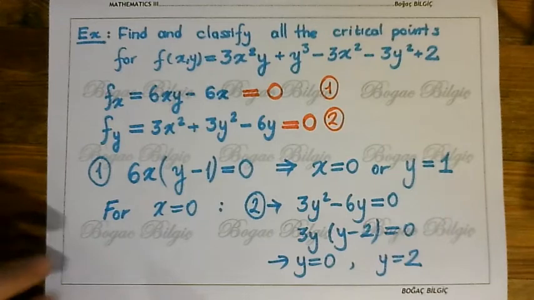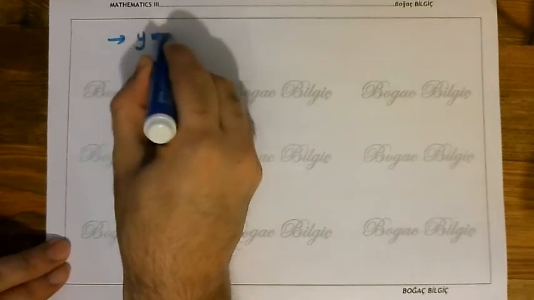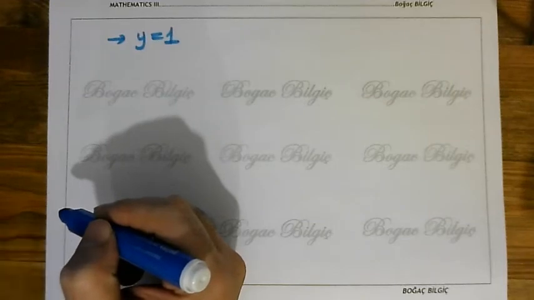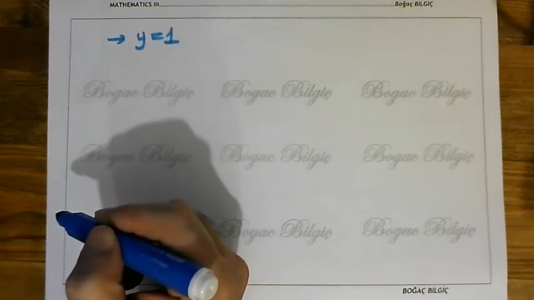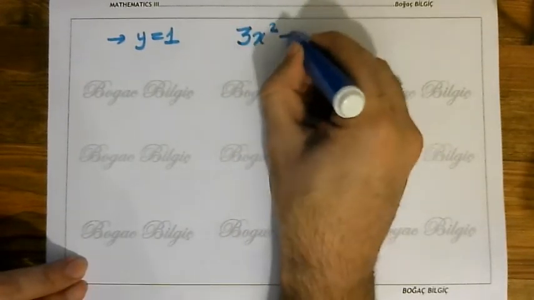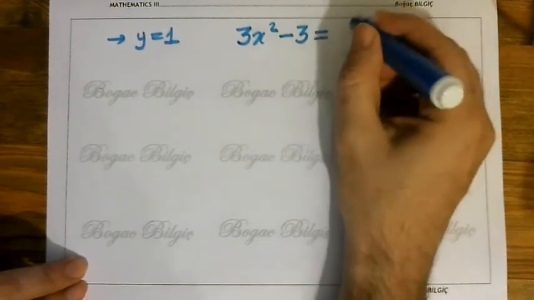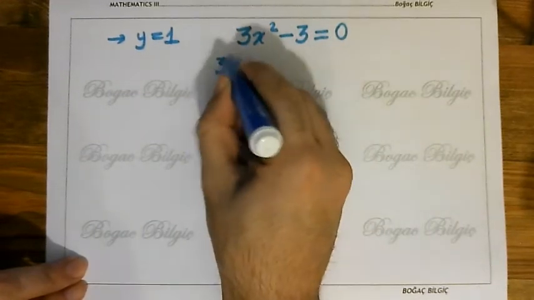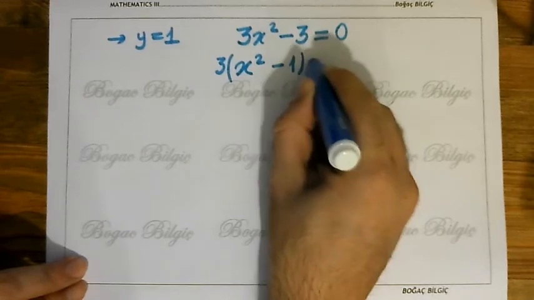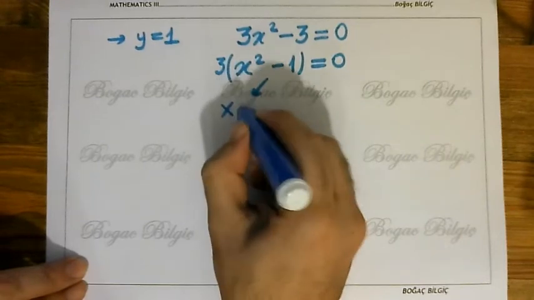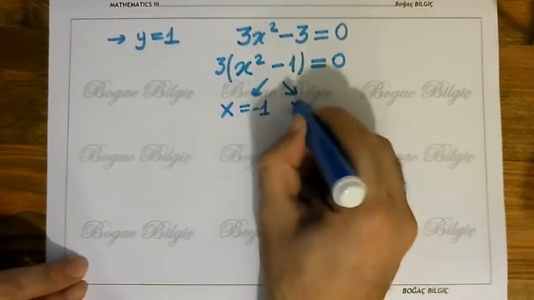Now, for y is equal to 1: 3x squared minus 3 is 0. x squared minus 1 is equal to 0. So x is equal to minus 1 and x is equal to 1.